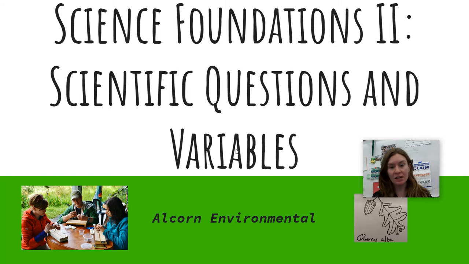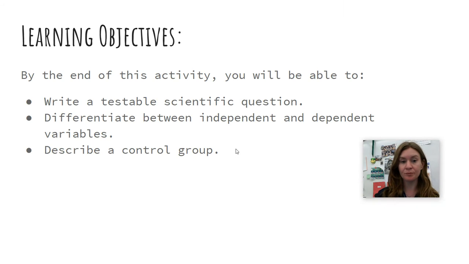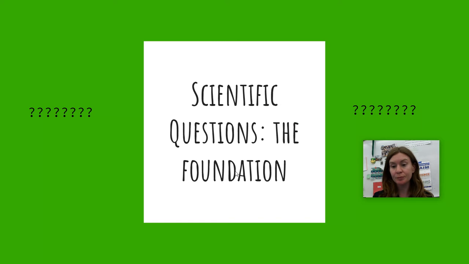This is all about scientific questions and variables. By the end of this activity, you will be able to write a testable scientific question, very important, and differentiate between independent and dependent variables. Also, you will be able to describe a control group.